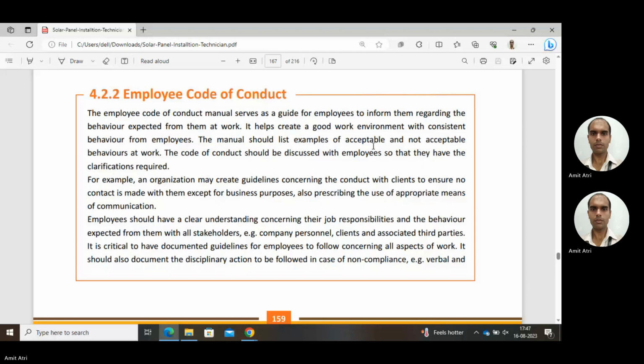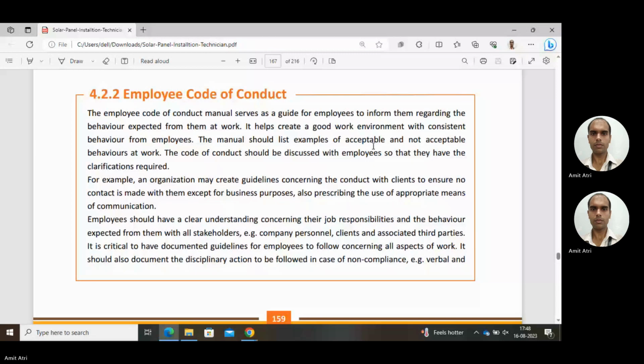The employee code of conduct manual serves as a guide for employees to inform them regarding the behavior expected from them at work. It is a documented set of instructions that guides employees on how to behave in the workplace or in the organization. It helps create a good work environment with consistent behavior from employees.